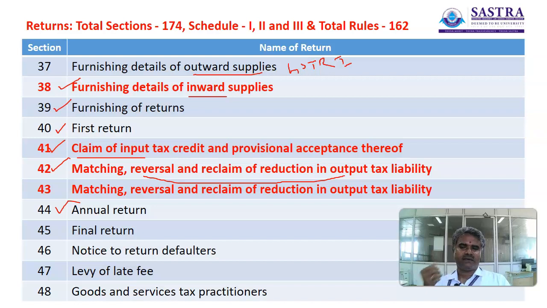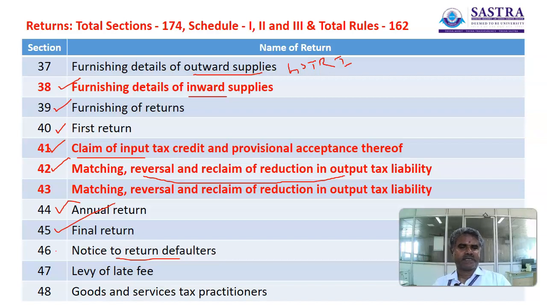Finally, we have to file the final return. Here, section 45 deals with the final return. Section 46 deals with notice to return defaulters.